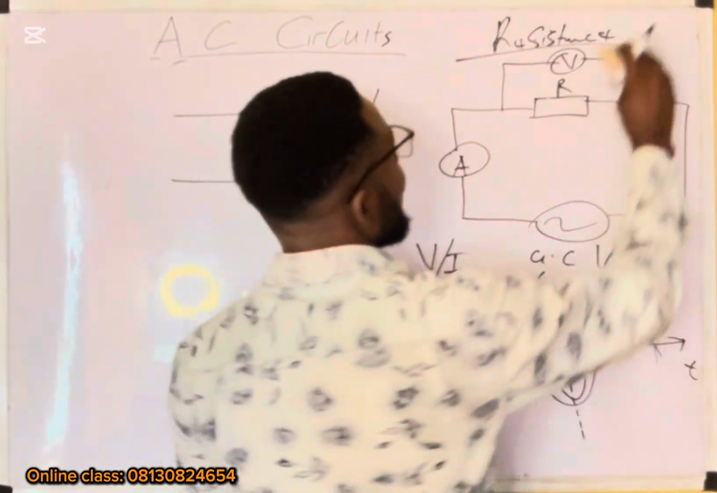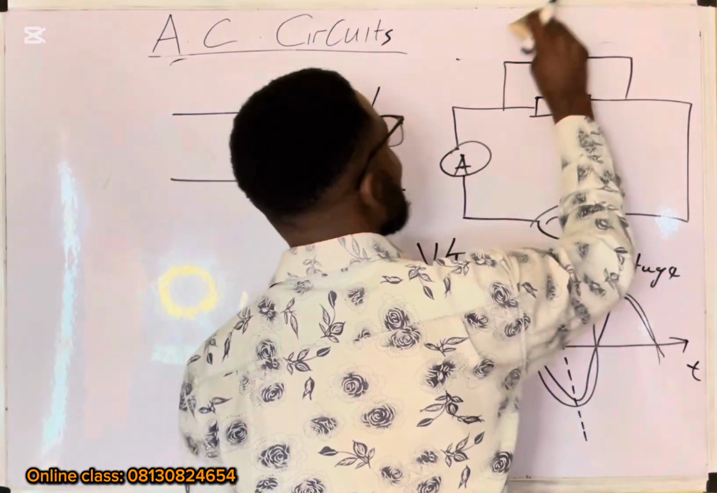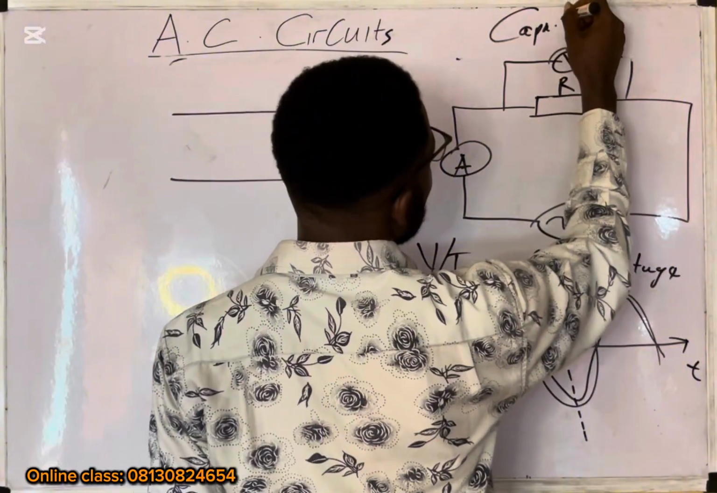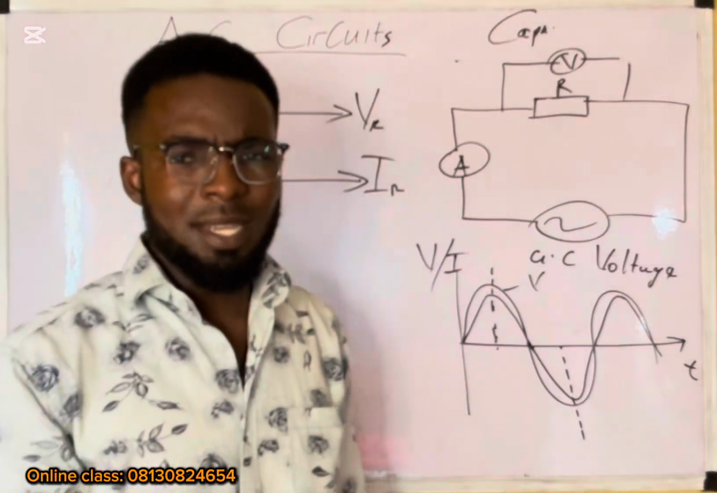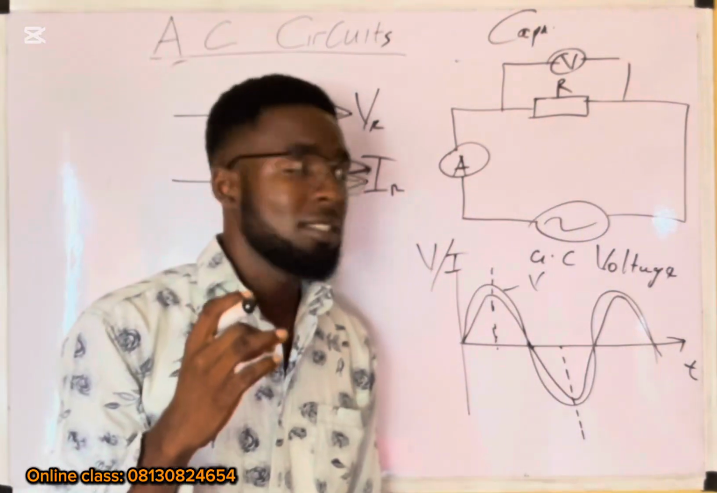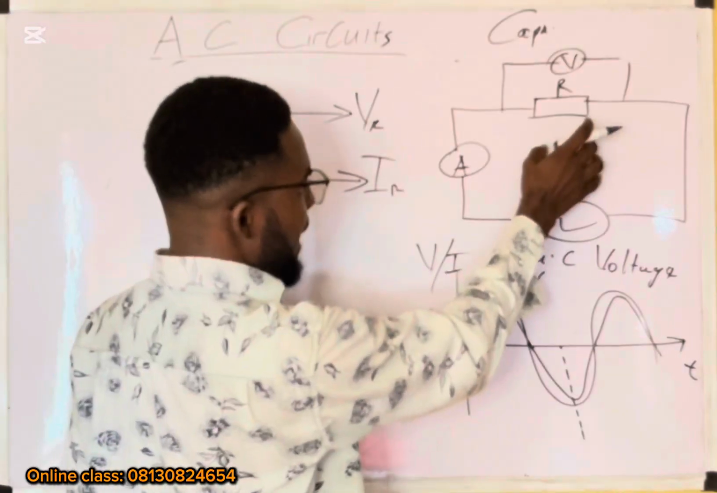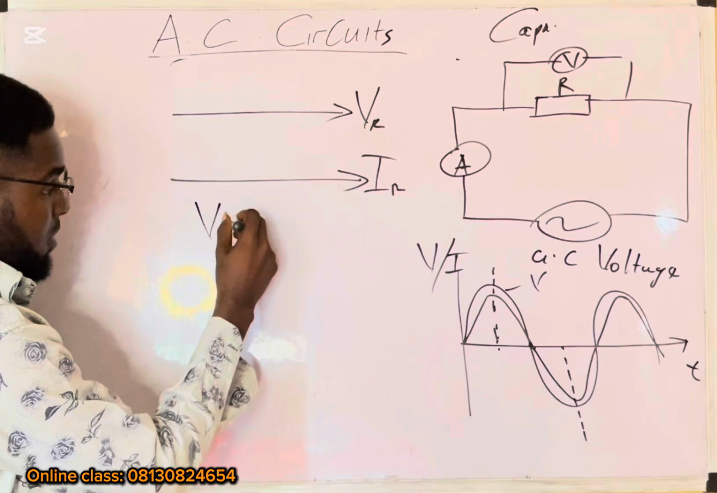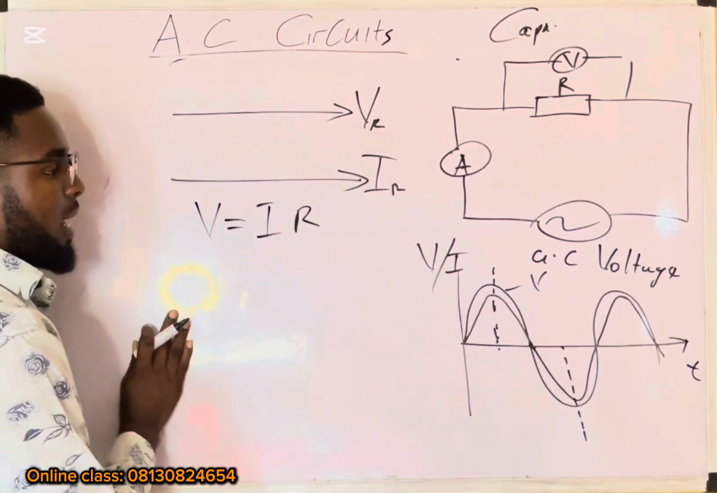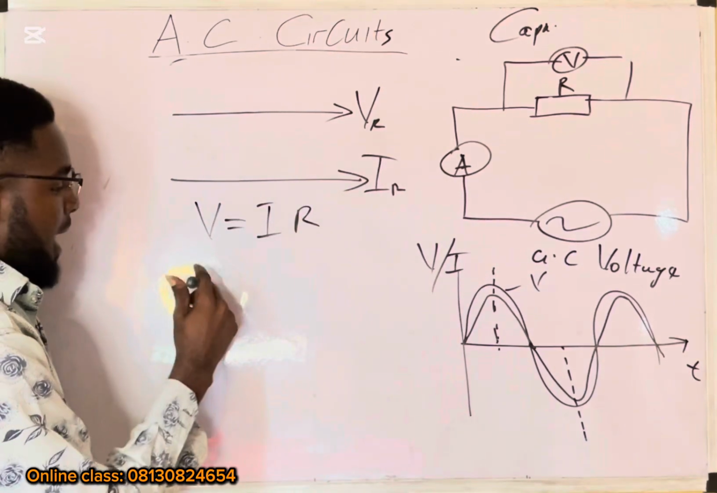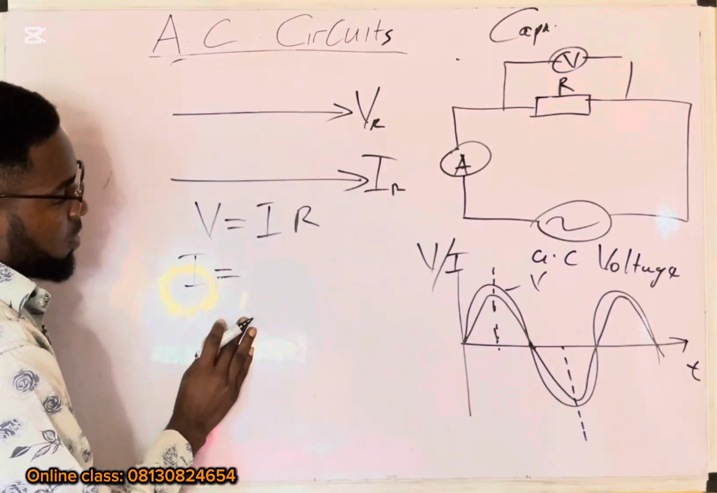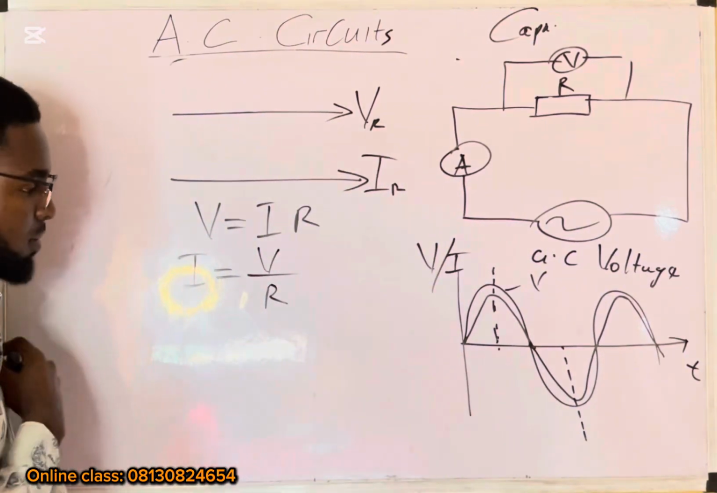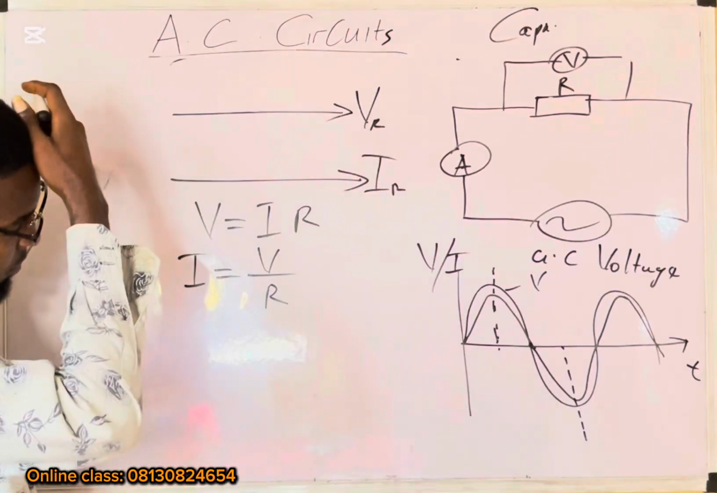All right, let's talk about capacitance in an AC circuit. But before we discuss capacitance, from Ohm's law, we know that for this resistance, V equals IR. If we make I the subject of the formula, I is equal to V over R, which we have here.